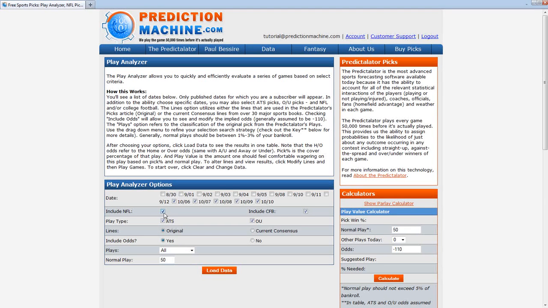I'm going to decide to include NFL and college football picks in the same table, and against the spread and over-under plays all within one table.